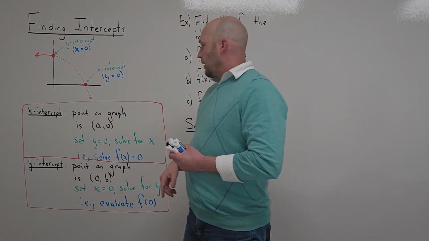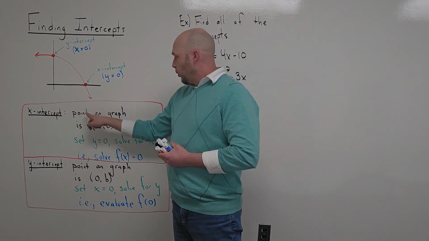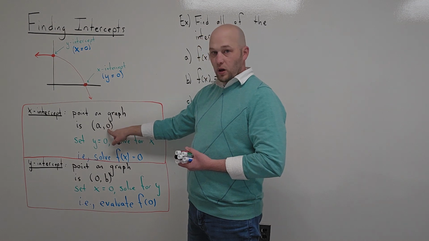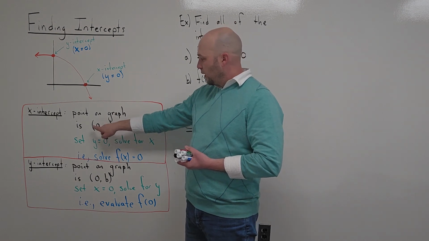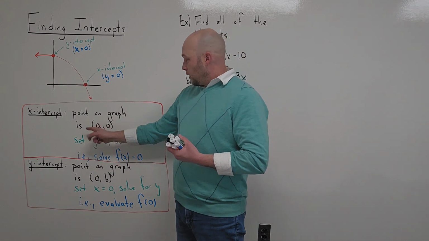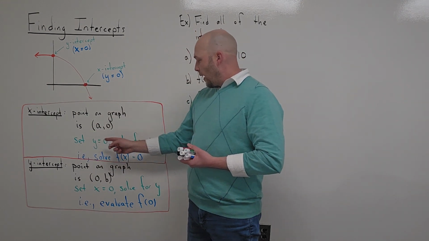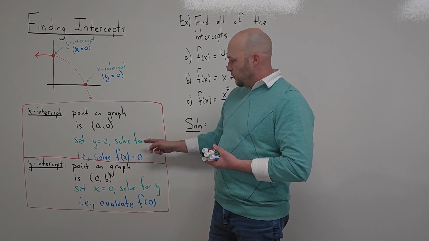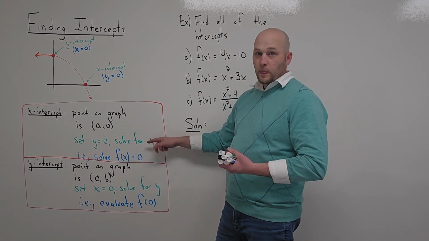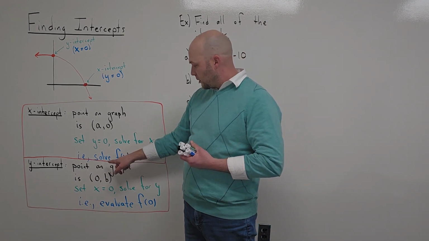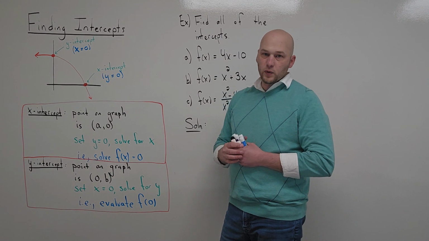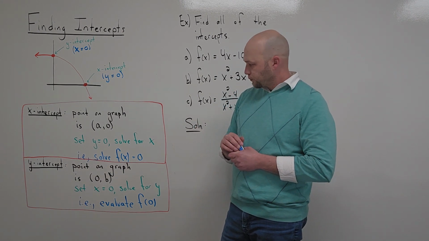Let's look at the summary down here. X-intercept, it's a point on the graph, so the point on the graph is of the form a comma 0. I know that the y value is 0, the x coordinate is what I have to solve for. In order to do that, I'm going to set y equal to 0 and solve for x. Said differently, we're going to set the function expression equal to 0 and solve that equation. So we'll do examples of that here in a moment.